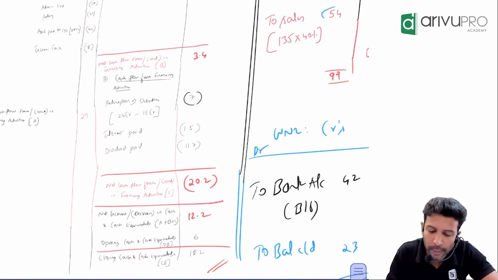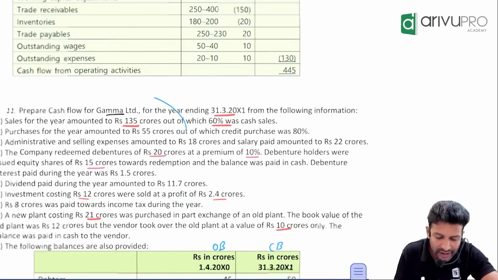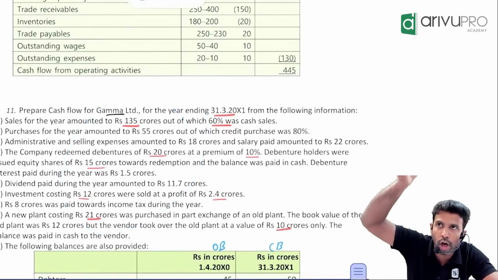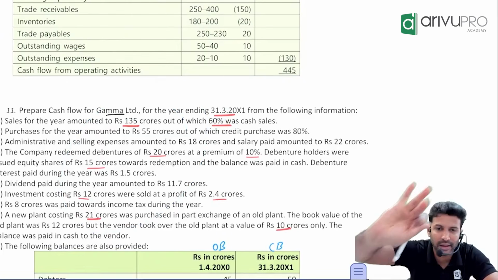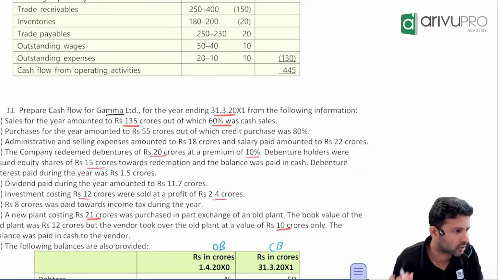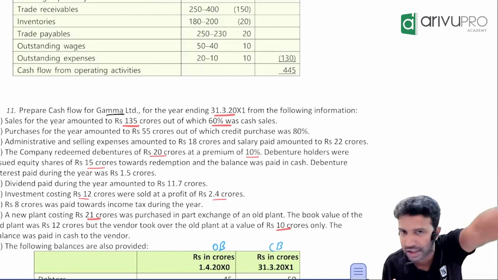So that way, what happens when you read the question? In ICAI questions, they will not first give all the operating cash flow items. Usually it will be one operating, one investing, one financing, like this they will mix. A mixture will be there. Khichdi will be there.